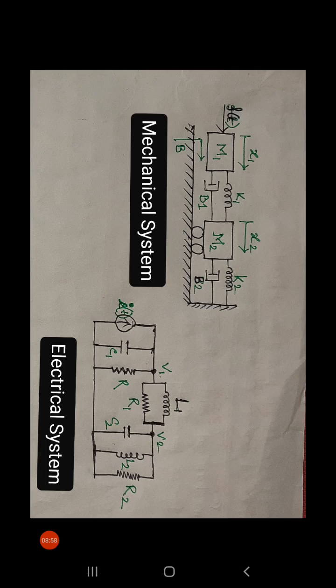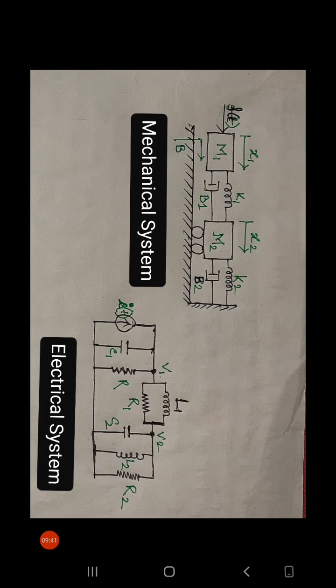Here I am considering these two nodes as V1 and V2, and each node has some voltage, so that voltage I am considering V1 and V2. Now we need to consider each element of this mechanical system. First is force. Force in a mechanical system is equivalent to a current source in an electrical system. So I am taking a current source connected to the V1 node.